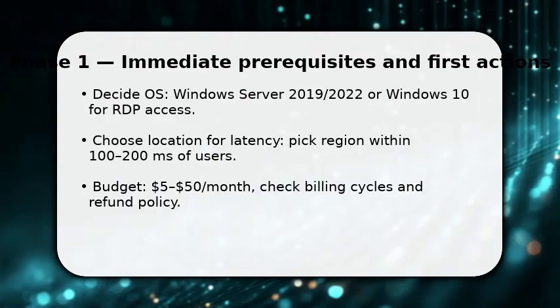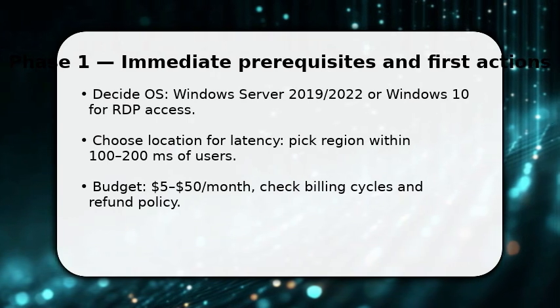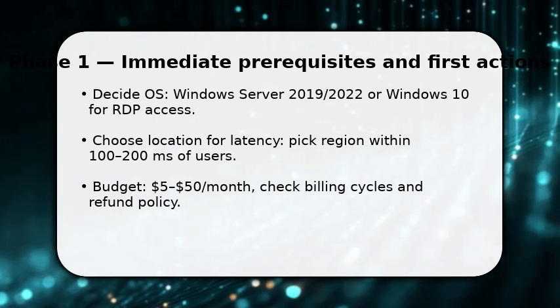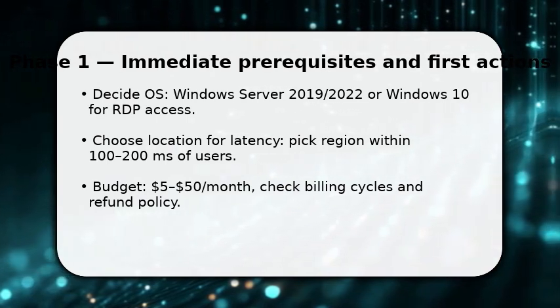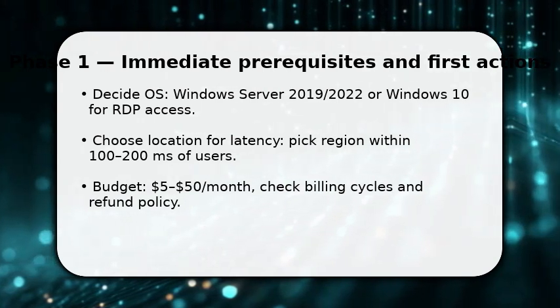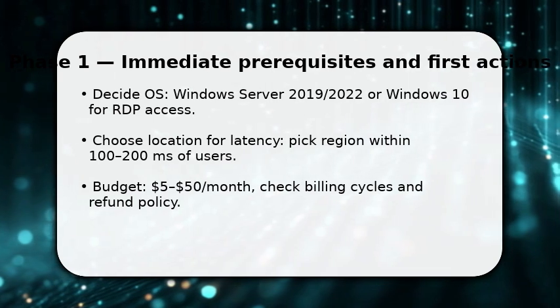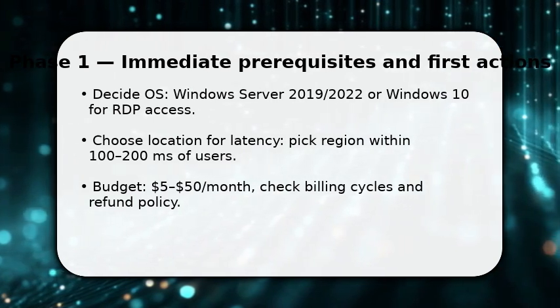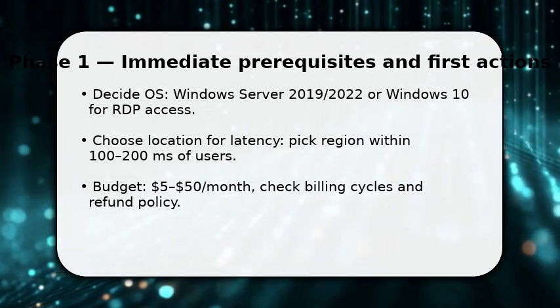You start by locking prerequisites. Decide which Windows image you need and how much RAM, CPU cores, and storage you require. Once done, compare providers that sell RDP-ready VPS or dedicated servers. Focus on latency, uptime, and KVM access.